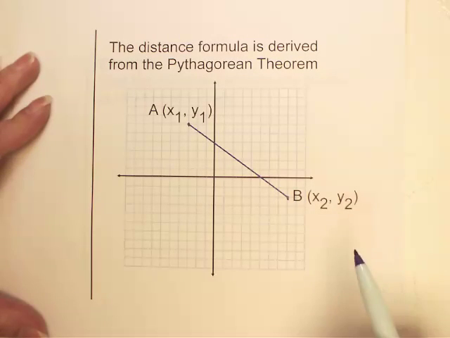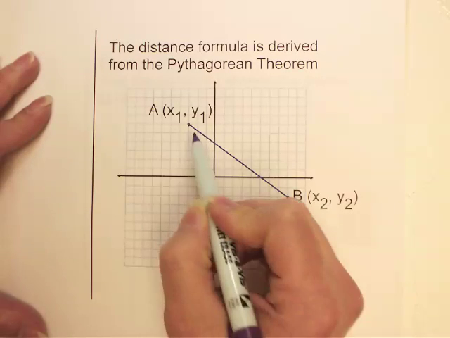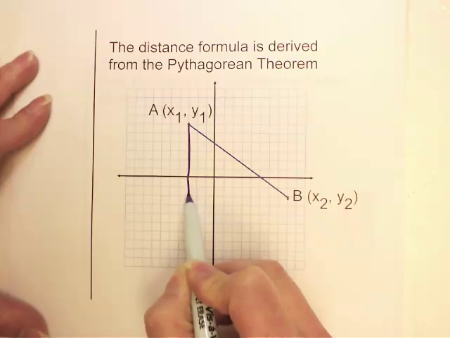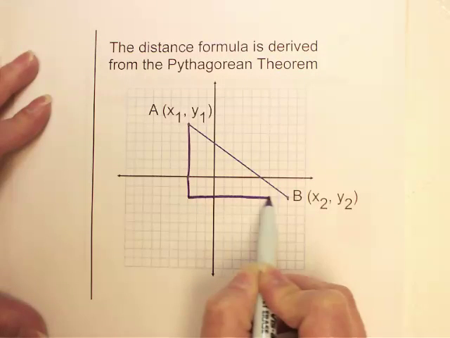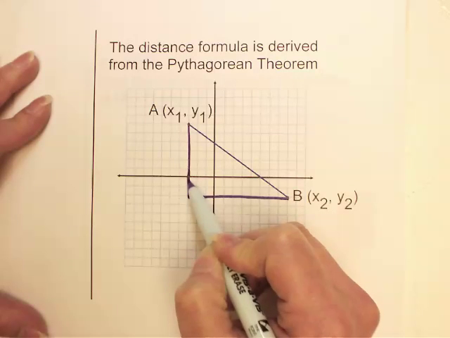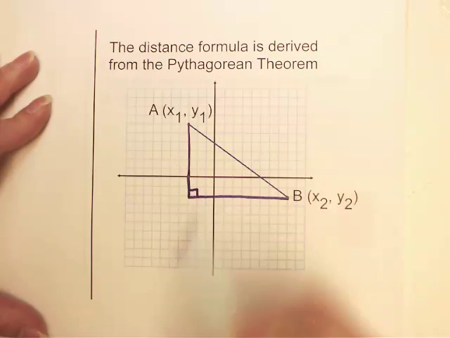Now if I want to find the distance, what I could do is create a right triangle, and that is what I'm doing right now. I'm drawing in my legs. Okay, so what I'm going to do is with this right triangle, we'll notice that it is a right triangle. It has a right angle. I need to find the length of the hypotenuse.